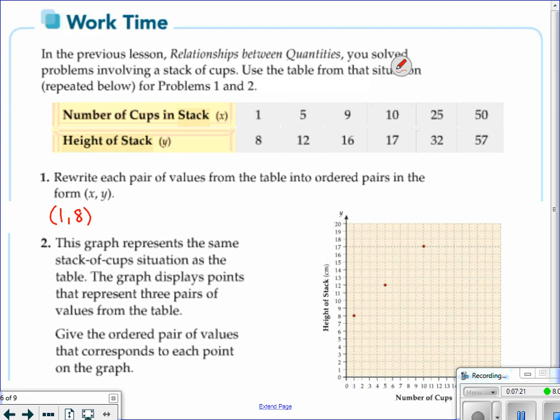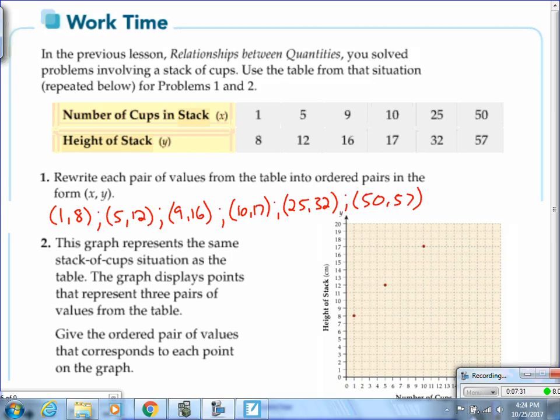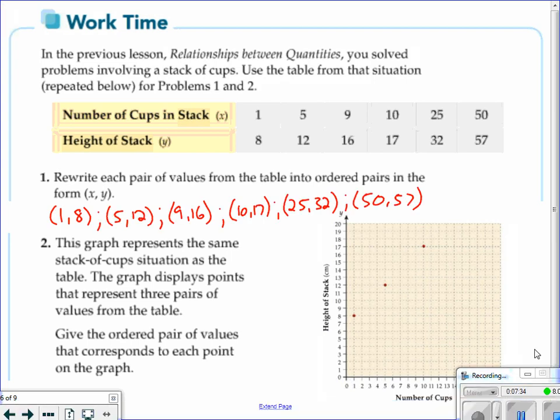And then what you can do is go ahead and list the rest of those. So I'm just going to stop right here. You can pause it, go ahead and write those in, and then check to make sure that you wrote them correctly as ordered pairs. All right, so you can go ahead and check that your ordered pairs are correct.